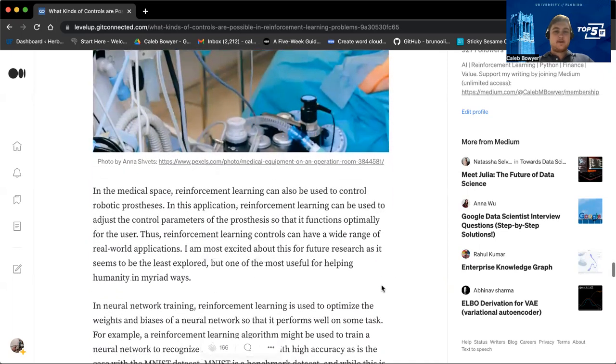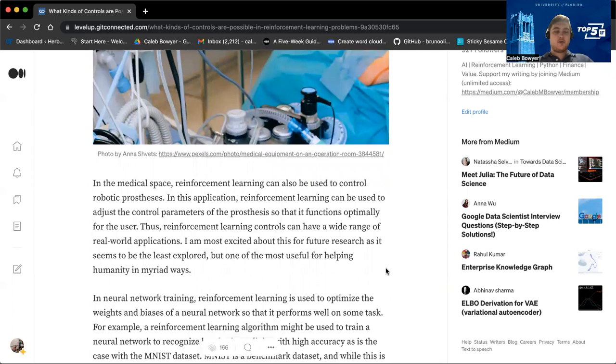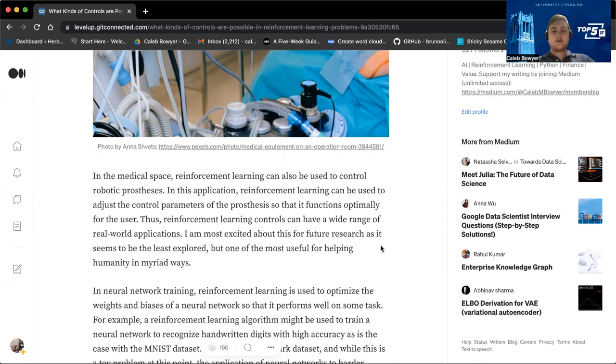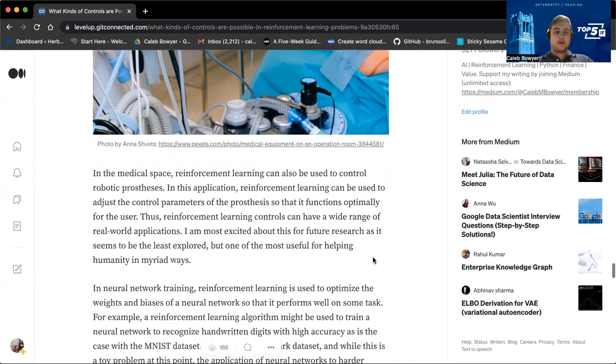In the medical space, RL can be used to control robotic processes. In this application, RL can be used to adjust the control parameters of the prosthesis so that it functions optimally for the user. Thus, RL controls can have a wide range of real-world applications.